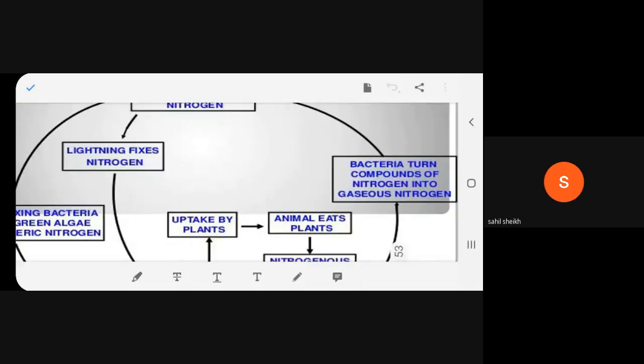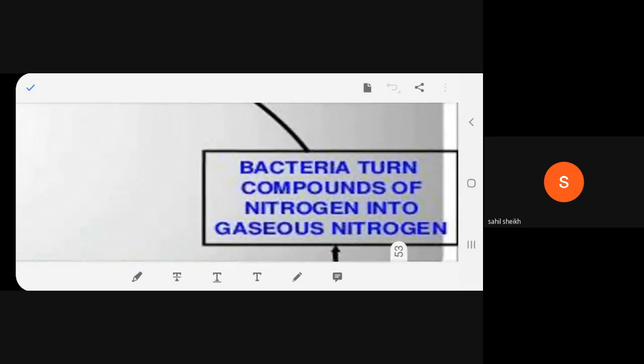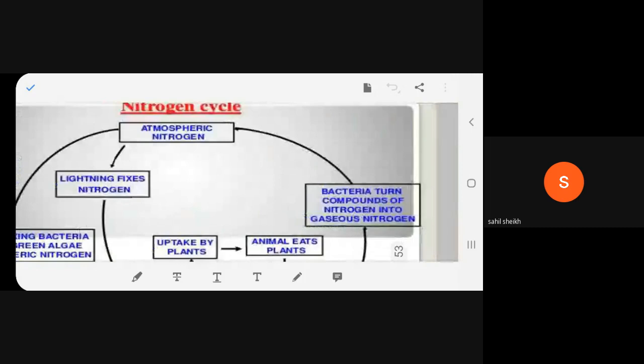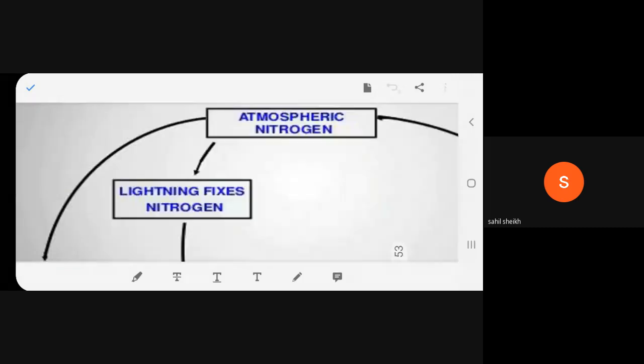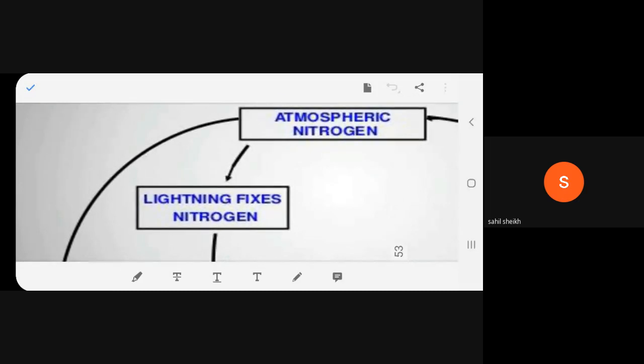Next. Now it is not available to plants and animals. So who is working on this aspect? Bacteria, which are present in the soil. What do they do? They are turning compounds of nitrogen into, this is something wrong. We'll go over here. This is after dying. First, what we'll take is not available to plants and animals.